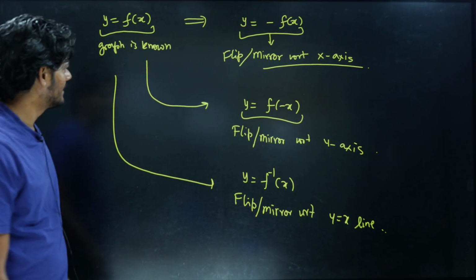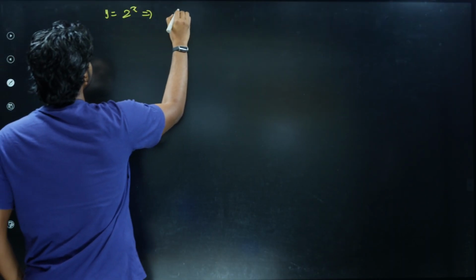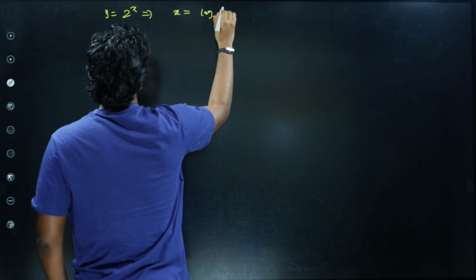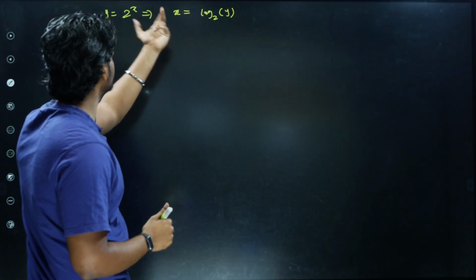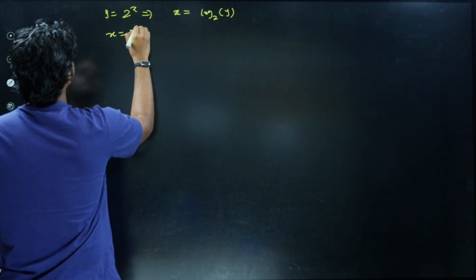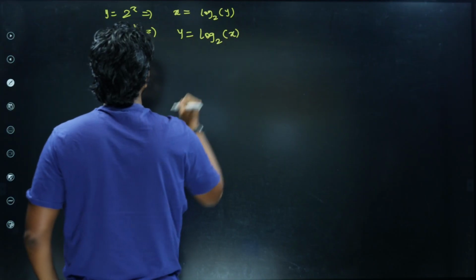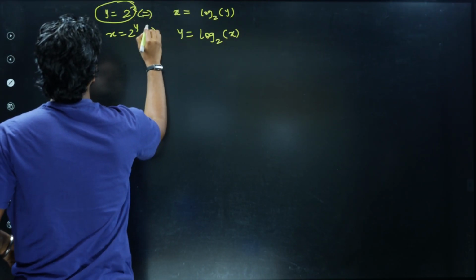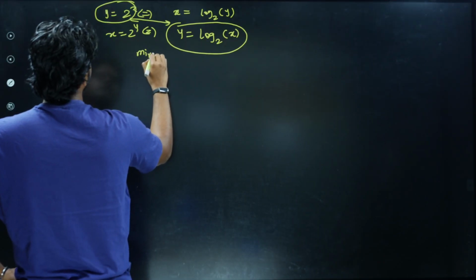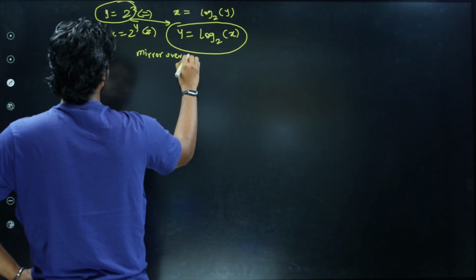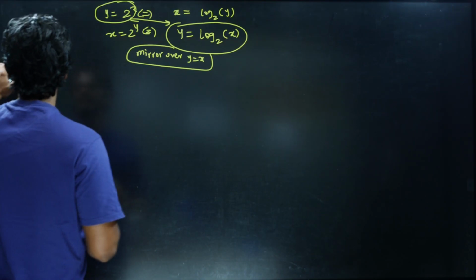Here also we will see that if I have y equal to 2 power x, that will simply imply x is equal to log base 2 of y. So these two are mirrors of each other. If you replace x and y, if I take x is equal to 2 power y, that would imply y is equal to log base 2 of x. So these two functions are mirrors over y equal to x. This is a little bit of coordinate geometry, but that's how it is.